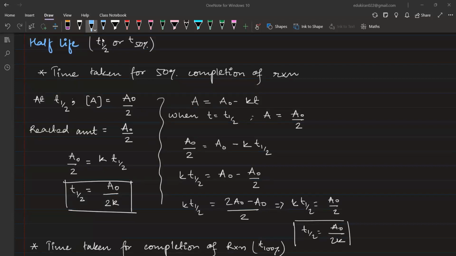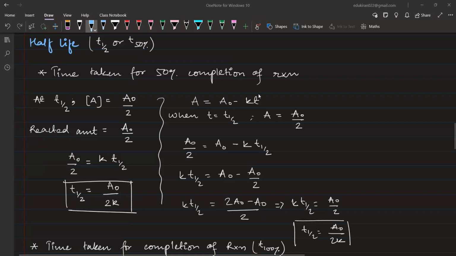So at T half, the concentration of A will be equal to A naught by 2. The reacted amount is equal to A naught by 2 because बात समझ में आ रही है ना. T half में क्या होगा, remaining concentration A naught by 2, तो reacted concentration भी क्या हो जाएगी, A naught by 2. Half of the reactant is remaining and half of it has been reacted. Make sense? Yes or no? Please tell me. बात समझ में आ रही है? Yes, sir.